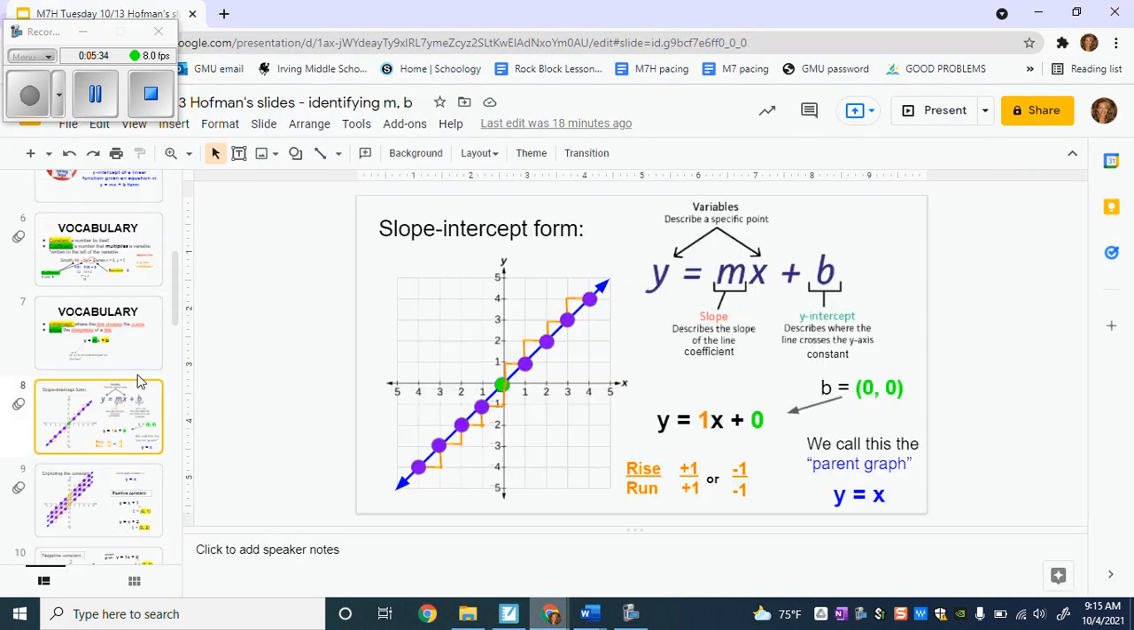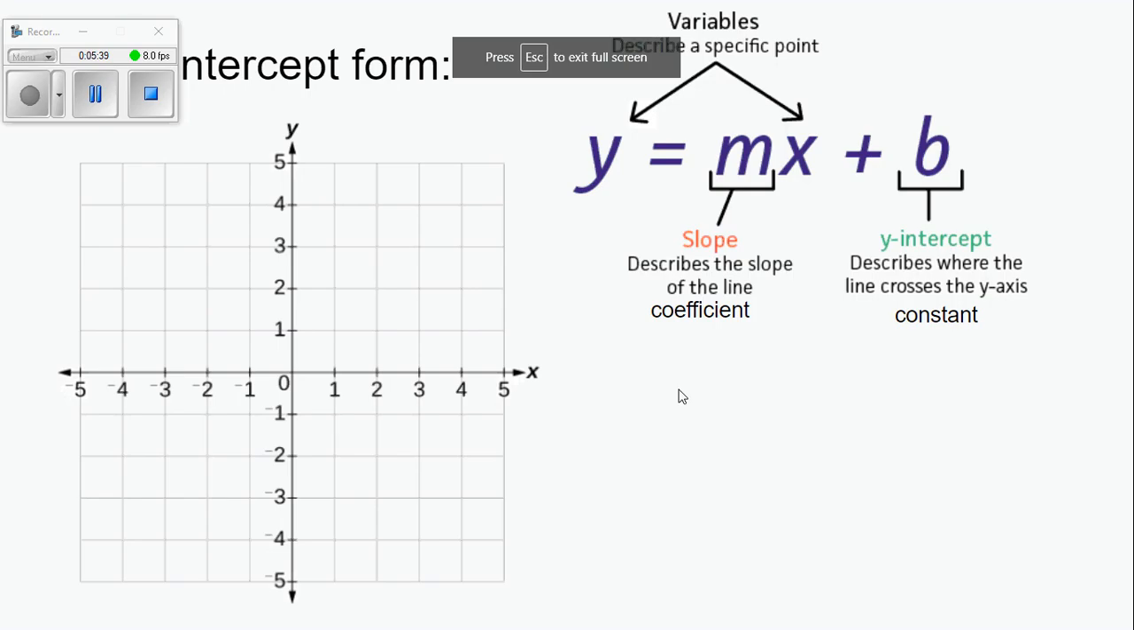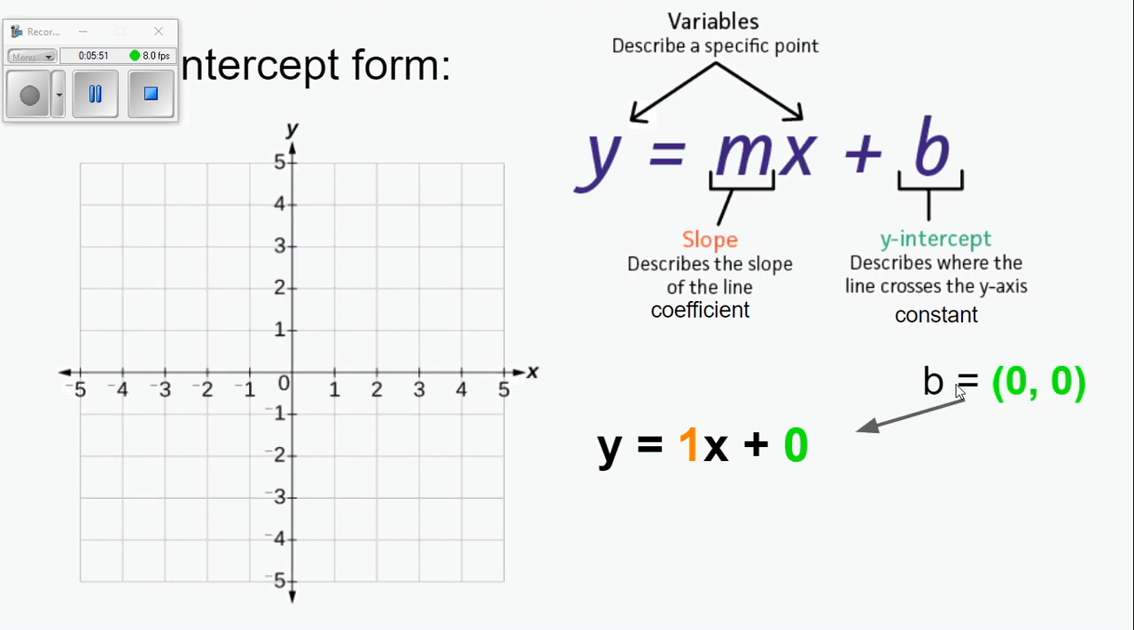All right, so let's see where we're at here. We are at the bottom of page 8. All right, cool. So at the bottom of page 8, I'm just going to kind of talk to you guys about something called the parent graph. And you can go ahead and jot this down where you see y equals 1x plus 0. What that means, y'all, is that this graph is going to cross at the origin because of the plus 0.